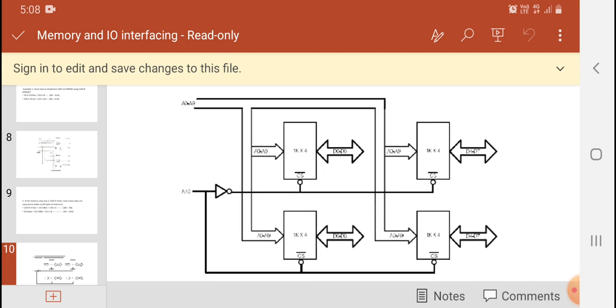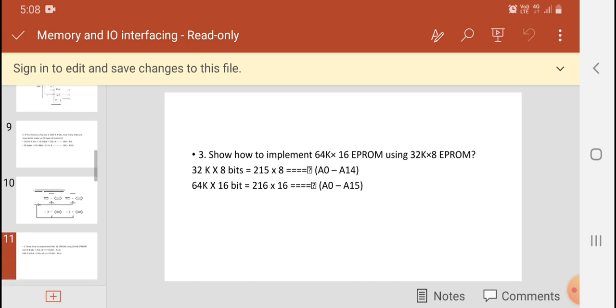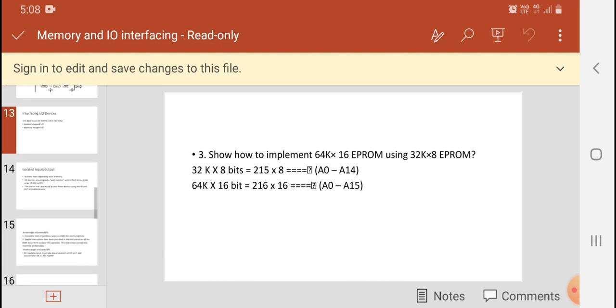Finally, looking at the output, the top ICs give me D0 to D7 at one time, and D8 to D15 at another time. Finally, I got 2K cross 16 memory interfacing. That is how it goes. You can see one more example later.